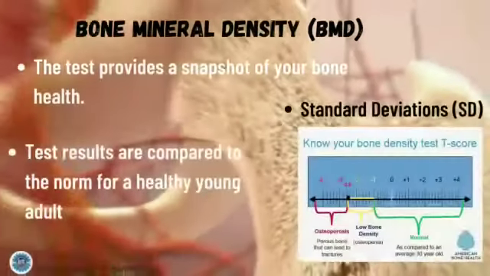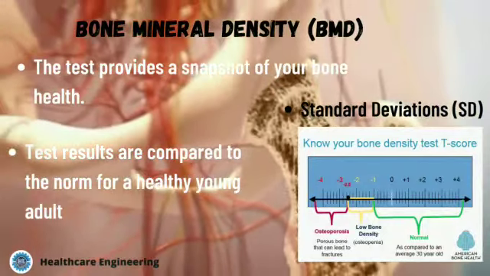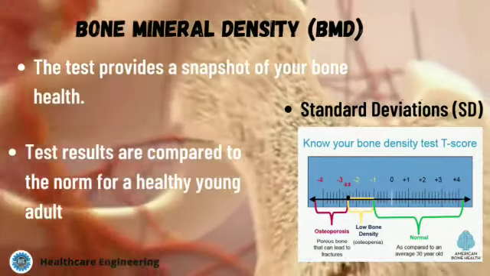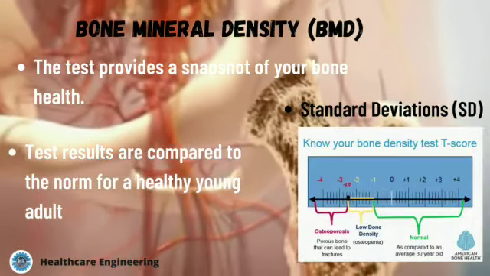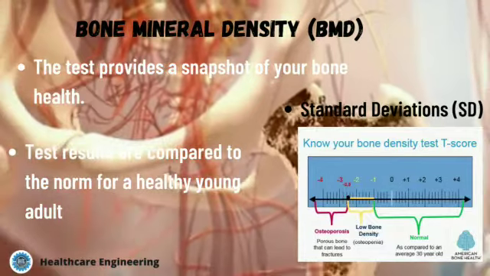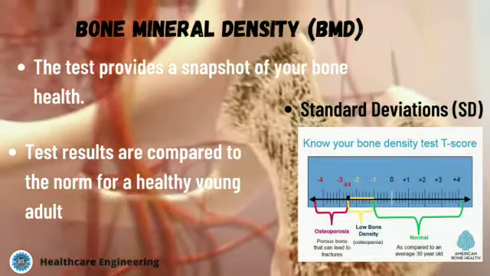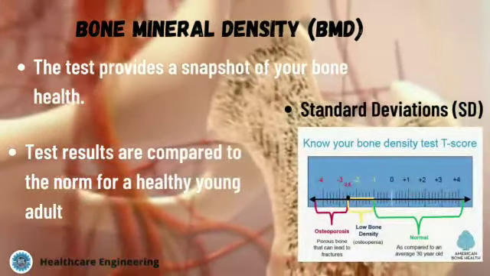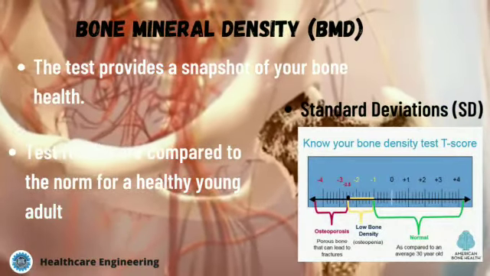A bone mineral density test can provide a snapshot of your bone health. Most commonly, your bone mineral density test results are compared to the norm for a healthy young adult. Differences between your BMD test and that healthy young adult norm are measured in units called standard deviations. The more standard deviations below zero, indicated as negative numbers.